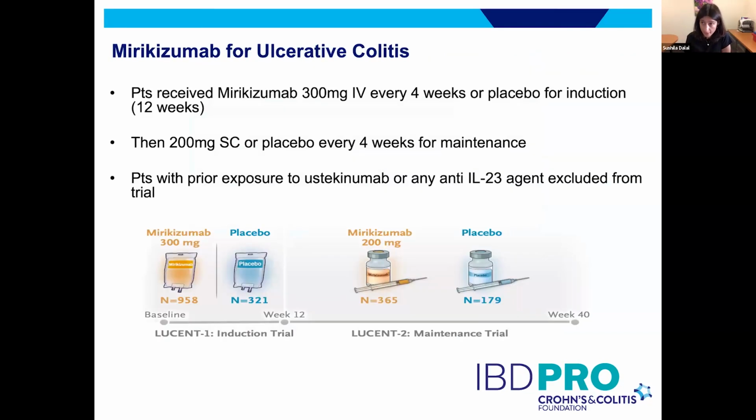Okay, mirikizumab for ulcerative colitis. So this is Omvoh. This is another anti-IL-23 medication. This was approved in fall 2023. Recall now we have a second anti-IL-23 for ulcerative colitis, risankizumab.